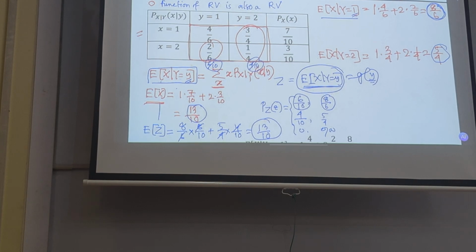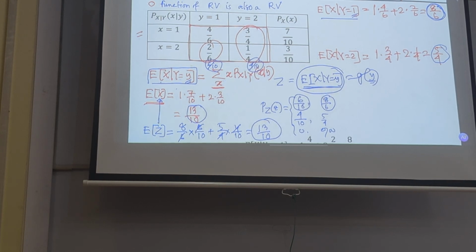So are Z and X identical? Actually, what we are asking is, is it actually X or is it a coincidence? Is the question clear?